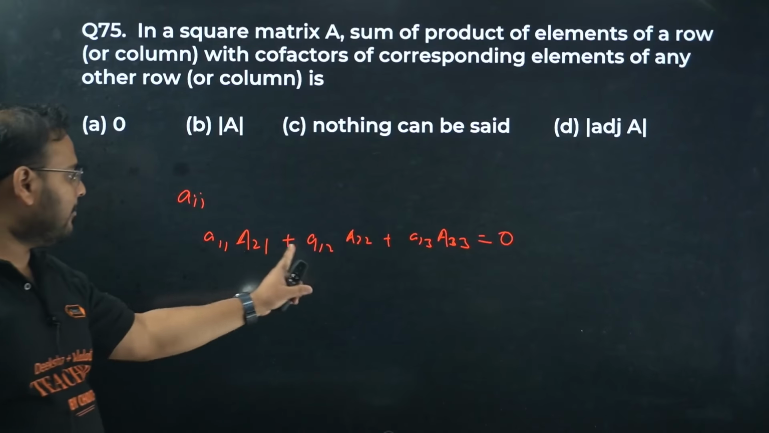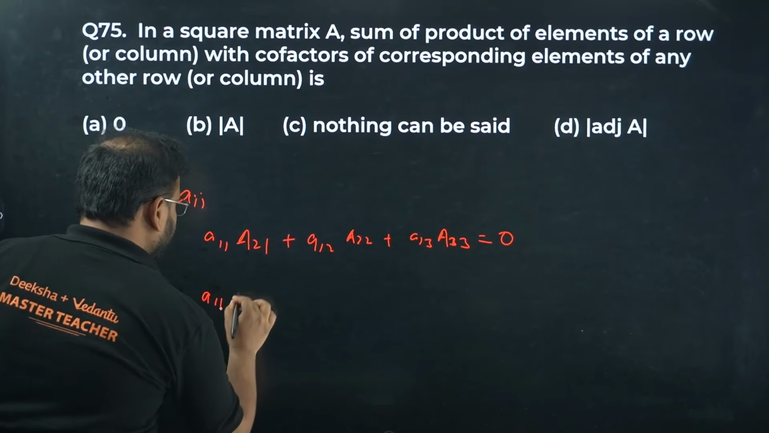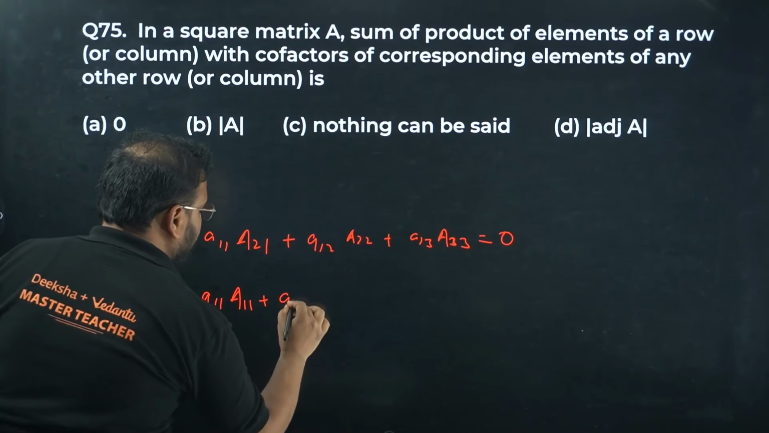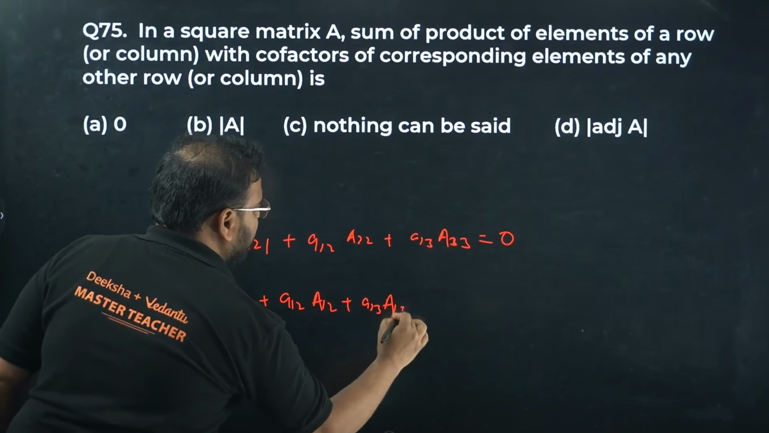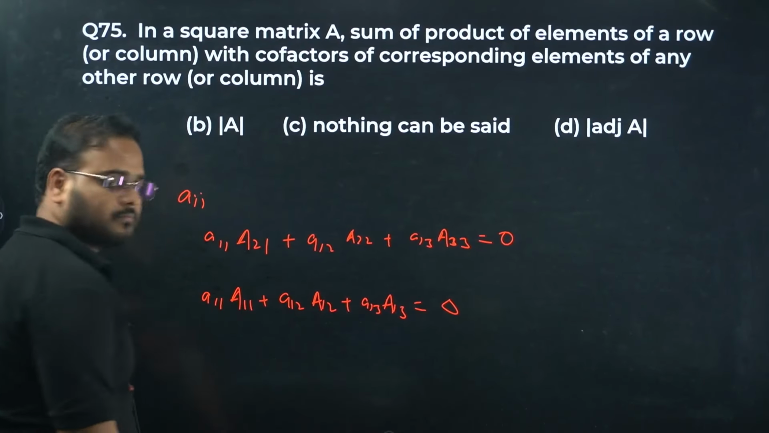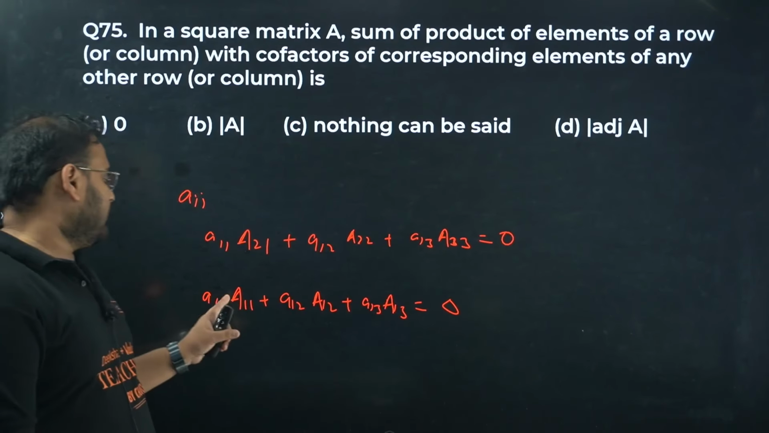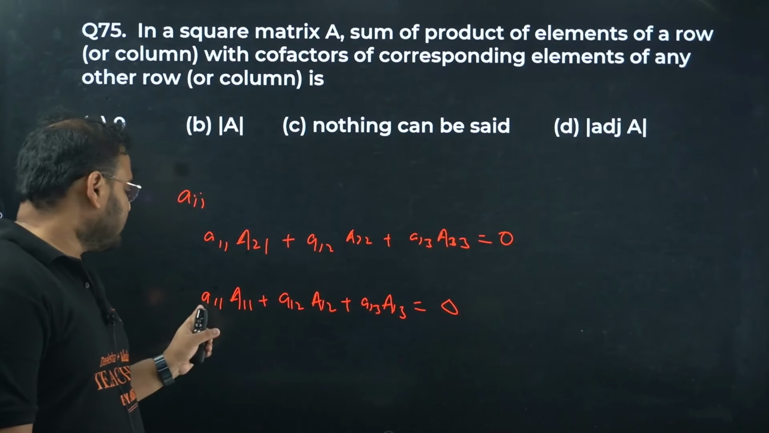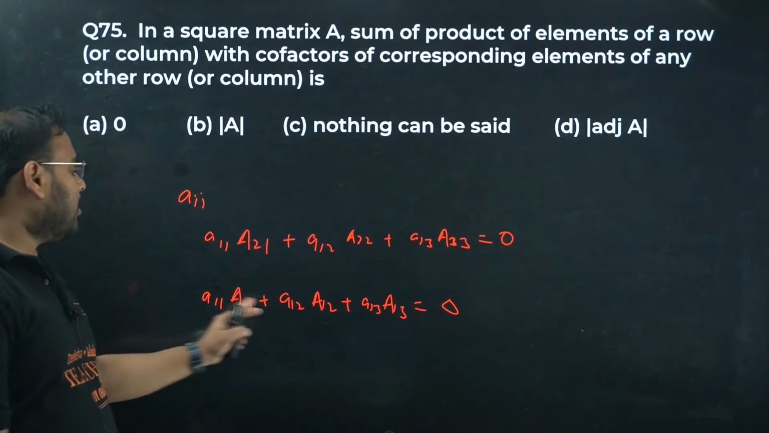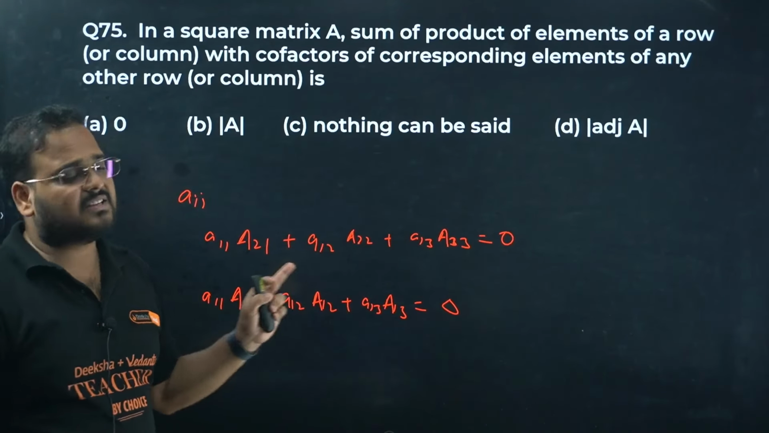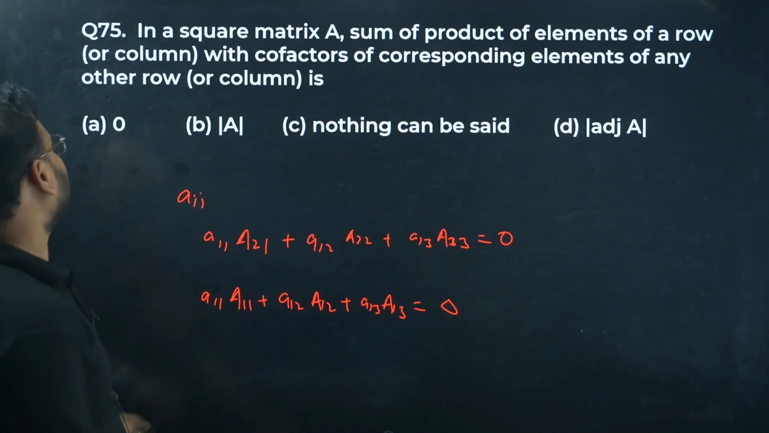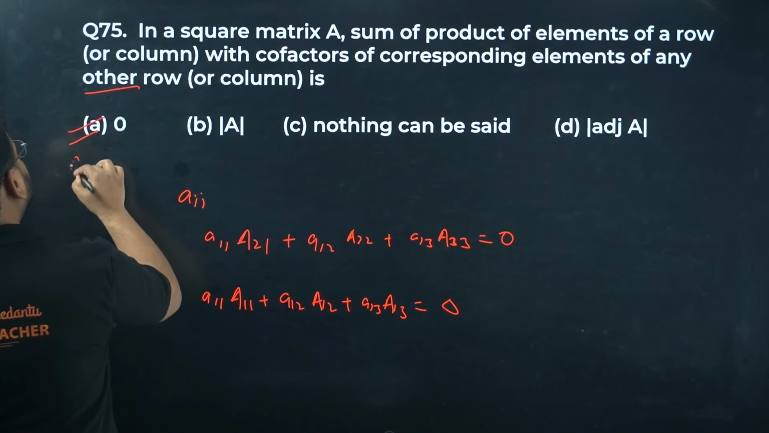If you take A11, A11, A12, A13, A13, then there's going to be what? Determinant value. Correct, right? Capital A represents cofactors, small a represents element. If you take in this order and add them, answer is determinant. If you take any other row and column, answer is 0. So in this case, any other row, they're saying any other row, answer is 0, so option A.